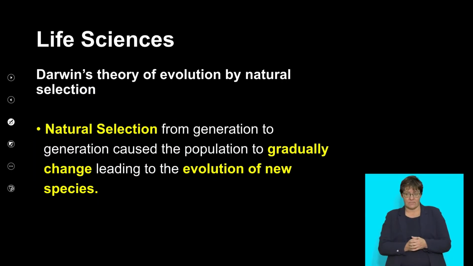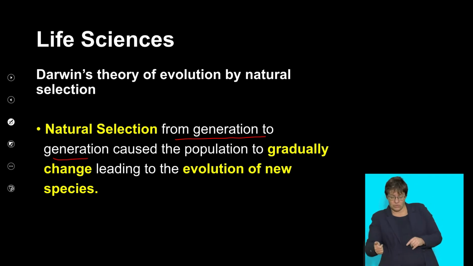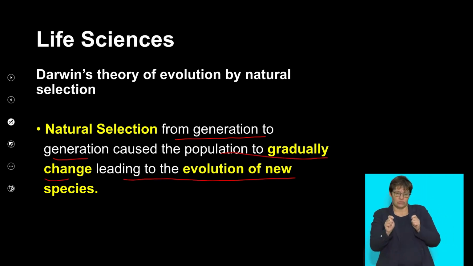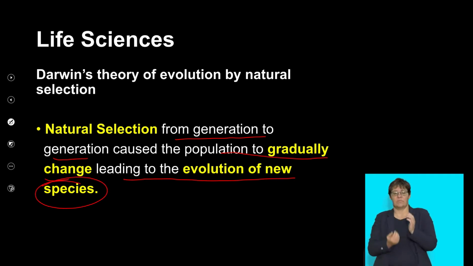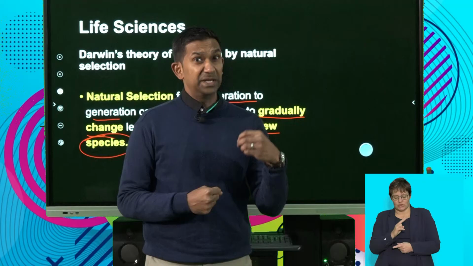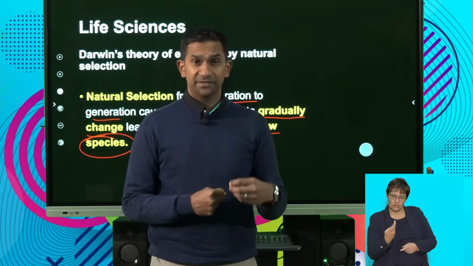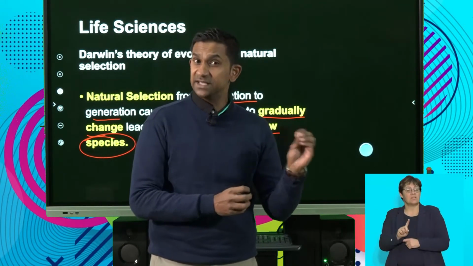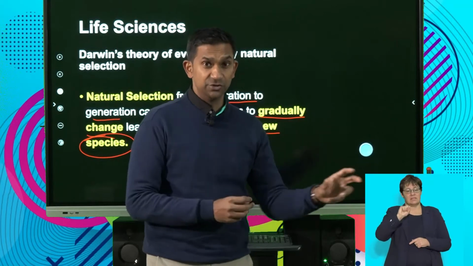Let's go further into unpacking what Darwin said. Natural selection essentially points to the fact that, from generation to generation, populations gradually change and lead to the evolution of a new species. We see a gradual process of individuals changing, being better suited to the environment, and that leads to what we refer to as a process of speciation, the formation of a new species.